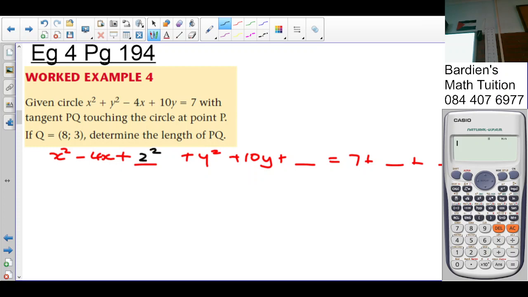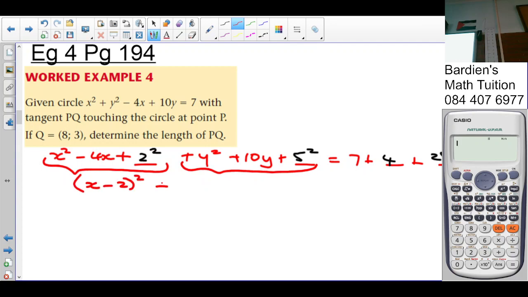2 squared, which is 4, and here 5 squared, which is 25. So there we got a perfect square trinomial there as well. This gives us x minus 2 squared plus y plus 5 squared is equal to 36. So what is the center of the circle? 2 and negative 5, and the radius is 6. You all okay with that?